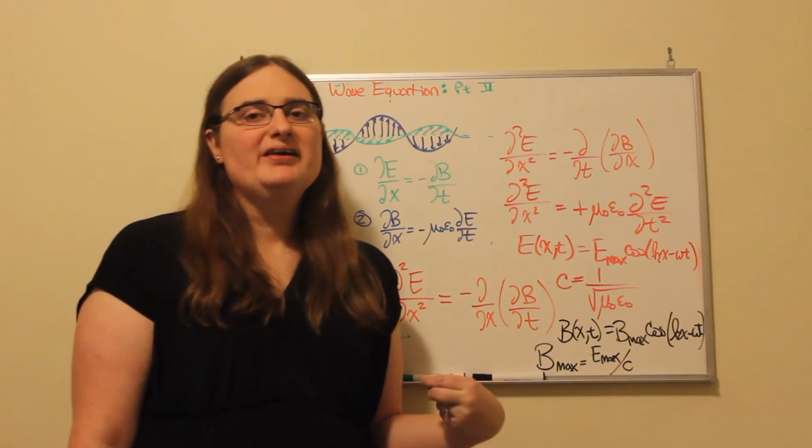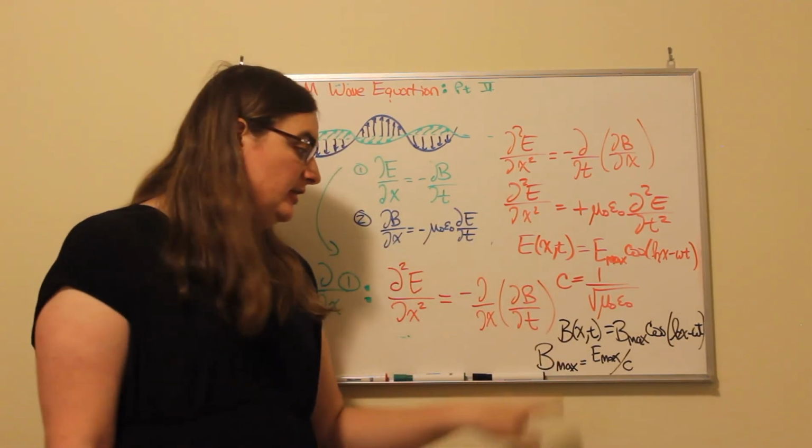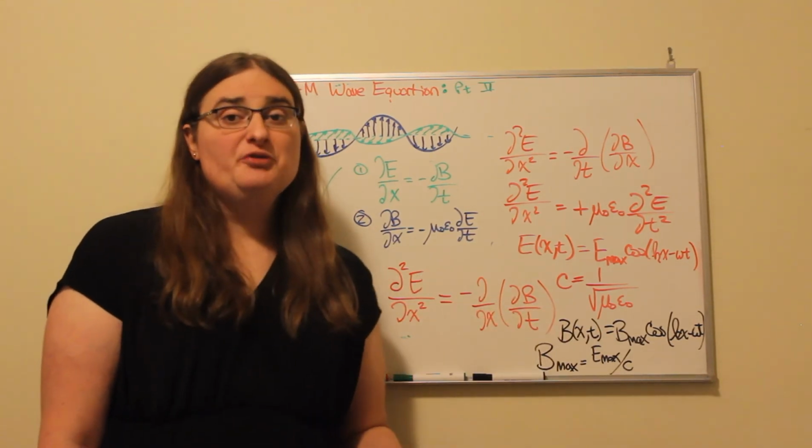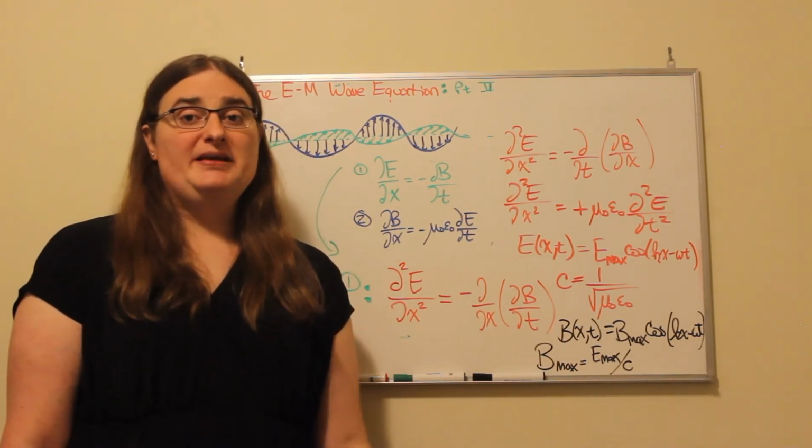And it also turns out that our magnetic and electric field amplitudes for plane waves are linked to each other. The maximum magnetic field is going to be the maximum electric field divided by the speed of light.